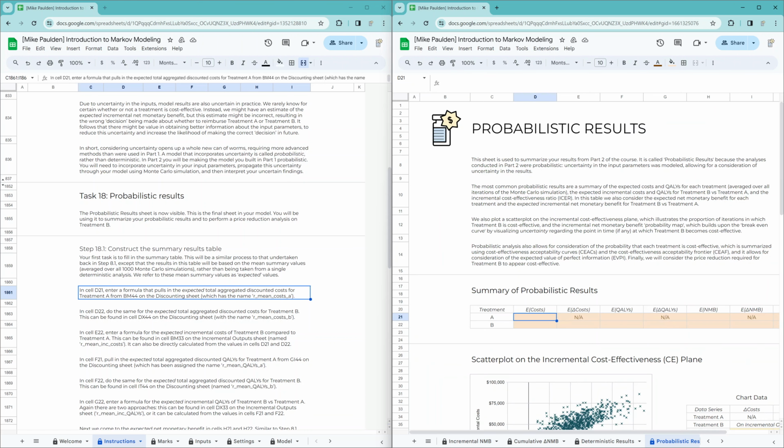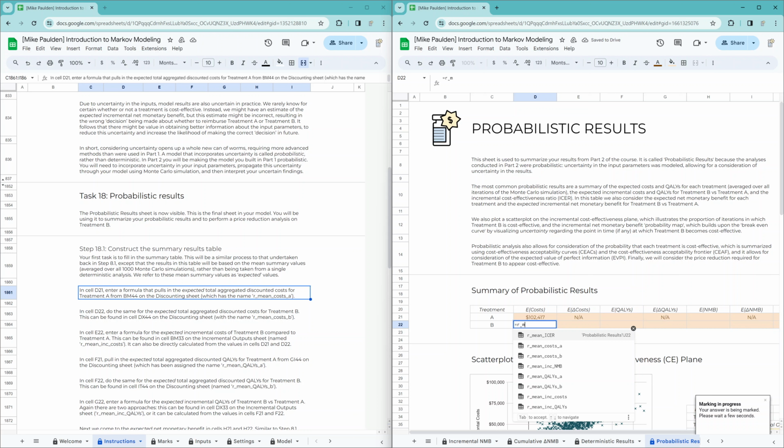So you can either just click on that cell, press equals and then navigate to that sheet and click on that cell, or we can just type in R_mean. And you can see there's a list here. So R_mean_costs_A, and I'll press enter. And then the one below it is similar, but for B. And R_mean_costs_B.